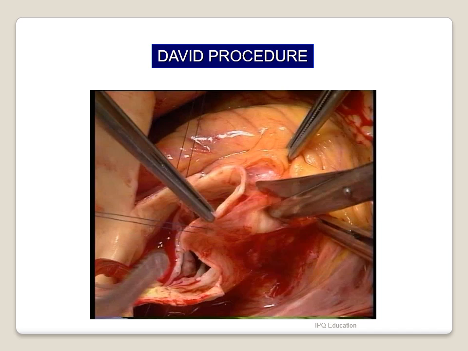The David procedure is relatively technically demanding and it involves dissection of the tissue around the aortic root and the proximal remnants of the aorta down to the level of the aortic annulus. Particular importance is placed by the surgeon in avoiding injuring surrounding structures such as the right ventricle.